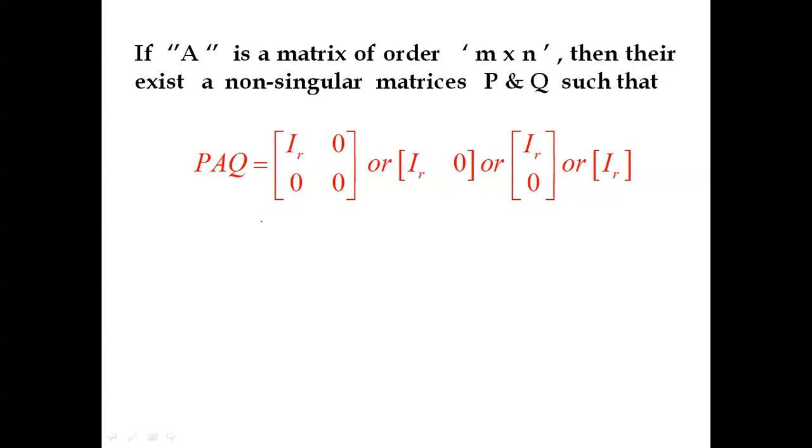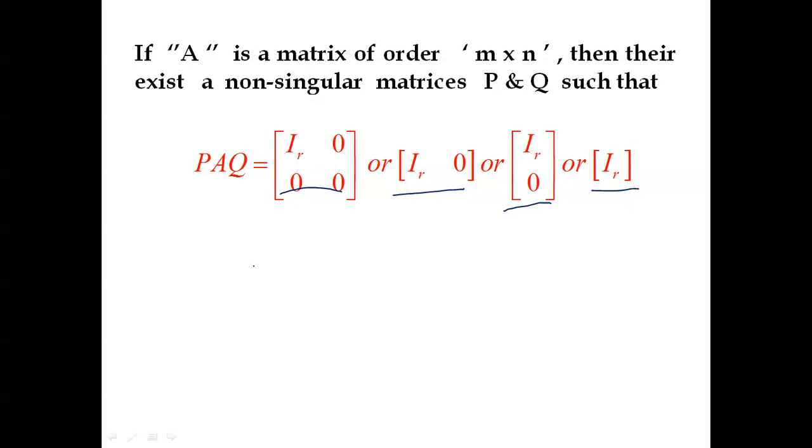These are the normal forms. PAQ is the normal form. This is one of the normal forms. These four are the standard normal forms. So the matrix is reduced into normal form. Let's go to the problem.